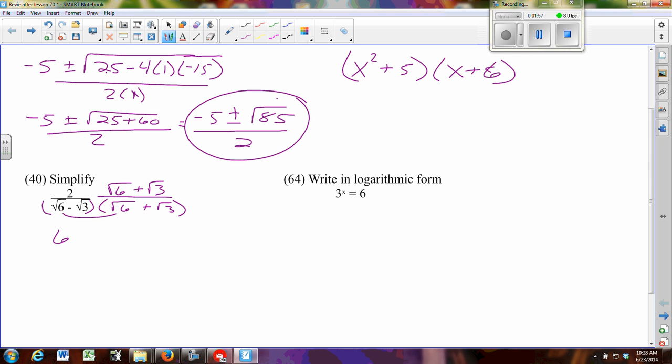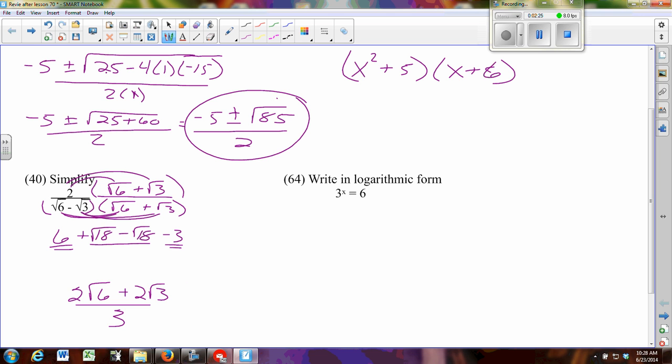This would be 6 plus square root of 18 minus square root of 18. That's what I want, is those cancel out. And this would be minus 3. Okay, so I am left with 6 minus 3, so I would have 3 on bottom. After I FOIL or distribute the top, I'd have 2 square root of 6 plus 2 square root of 3. We do this because we do not like a radical on the bottom.